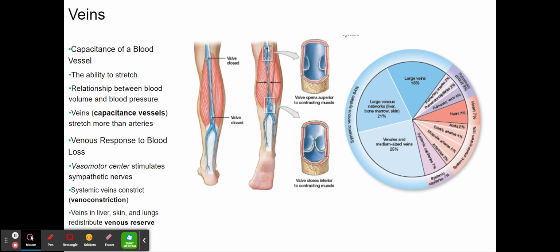The amount of blood that can be shifted from veins in the liver, skin, and lungs to the general circulation is called the venous reserve. It is normally about 20% of total blood volume.